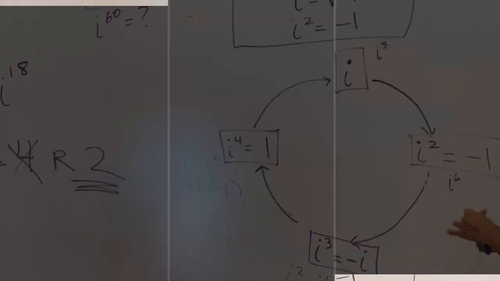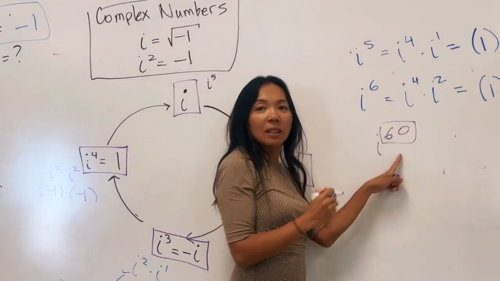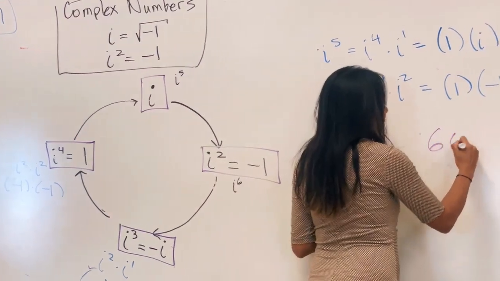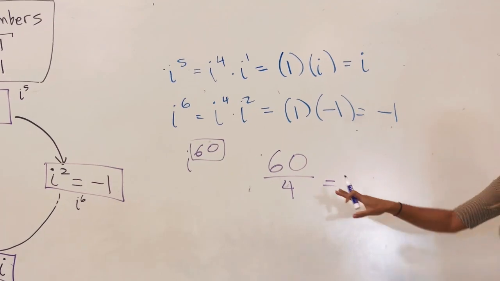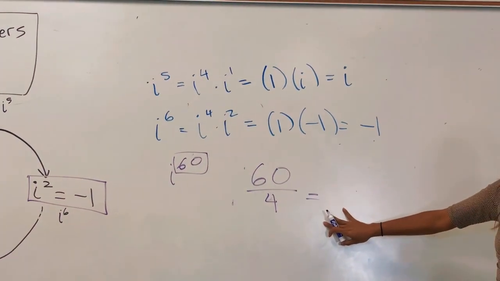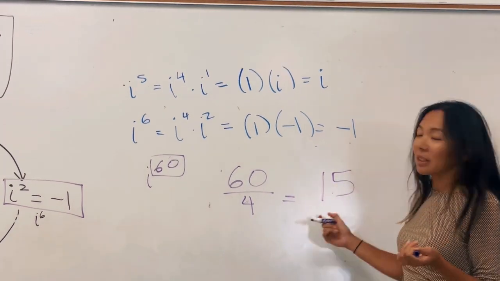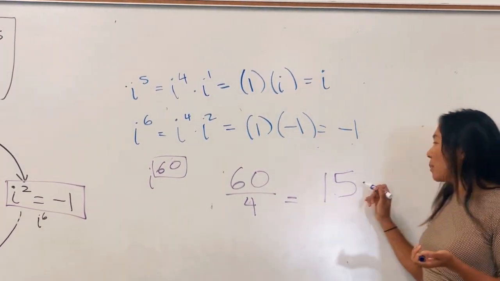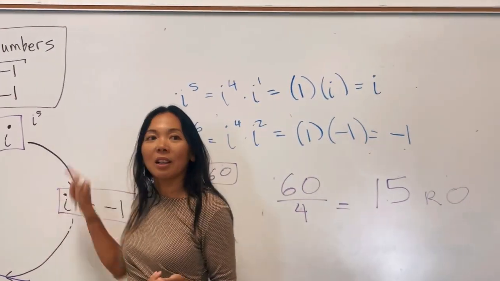So here, i to the 60th power, I'm going to take the number 60 and divide it by 4. When you divide it by 4, what do you get? Did anyone do 60 divided by 4? 15. It's a whole number, right? Is there any remainder? No remainder. So if it's a whole number, where do you think it ended off at?